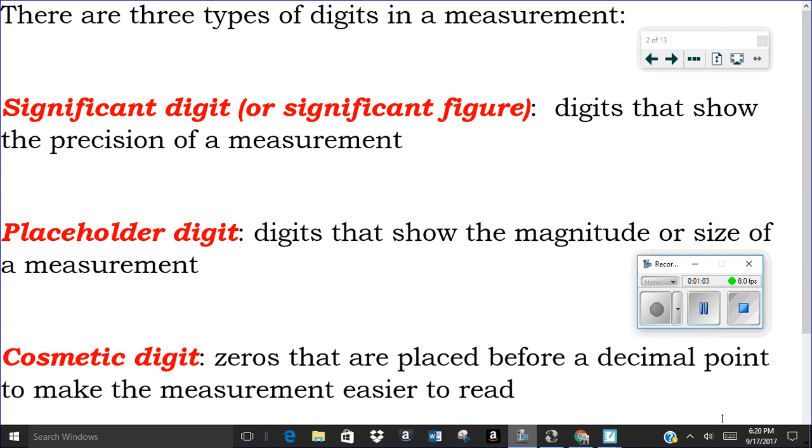And then the last type of digit is the cosmetic digit, and it's the zero that is placed before a decimal point if the number is less than 1, just to make the measurement easier to read.